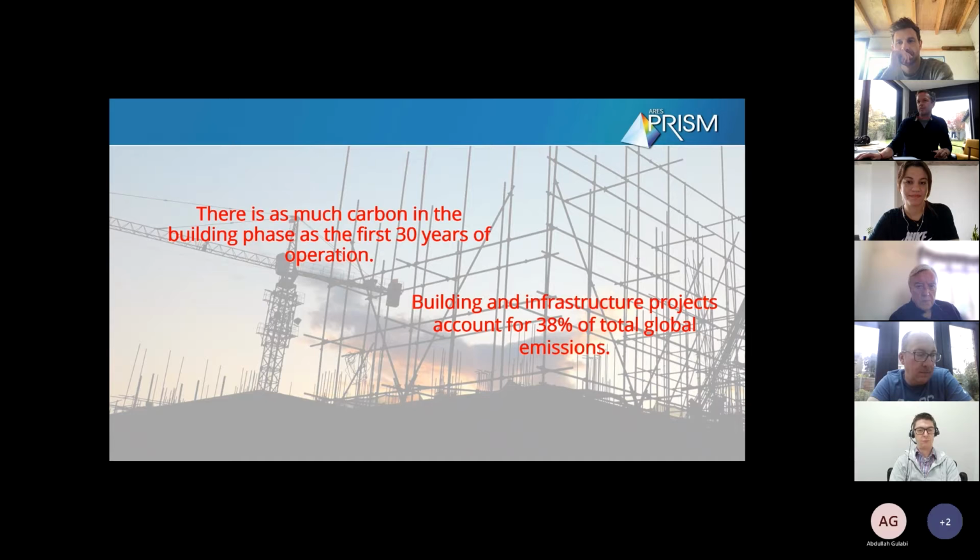So what's the problem? The problem is there's as much carbon in the building phase of an asset as there is in the 30 years of operation. Okay, so that's a big number. So we need to be very careful on the capex side. But we also need to trade capex against opex if we're going to go and decarbonise our deliverables. And the building and infrastructure projects account for 38% of total global emissions. We are building the equivalent of a Paris every week. So you look at the size of Paris, globally, we build one of those every week. So it's quite scary.